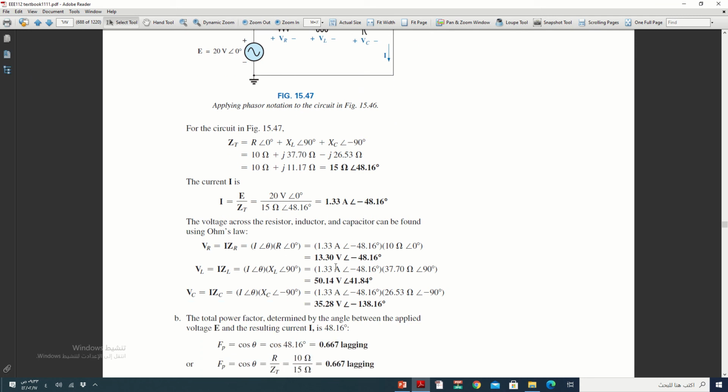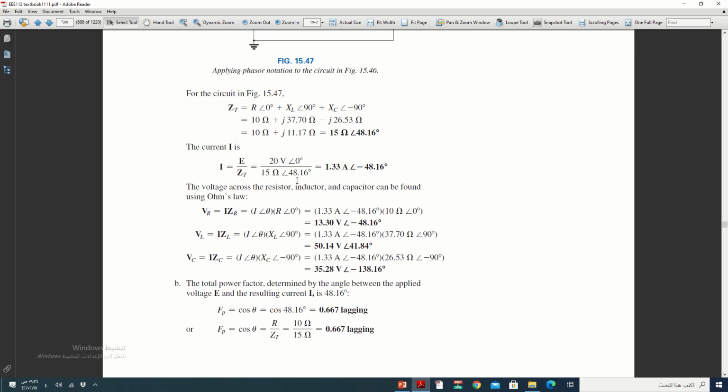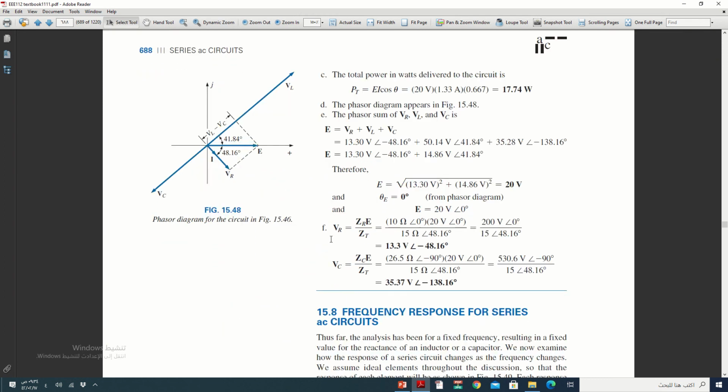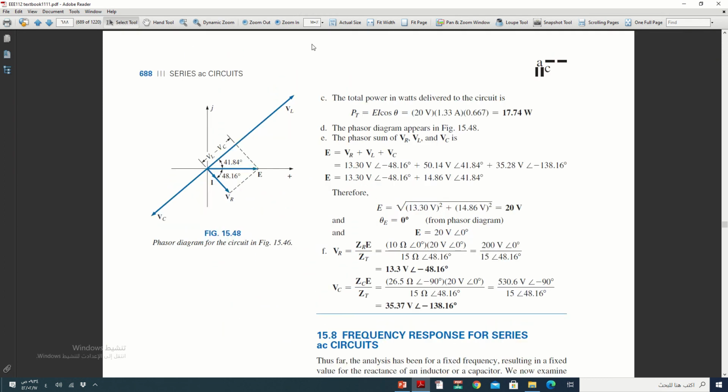It is easy to find the voltage and current and power factor, and draw the phasor diagram, impedance diagram, and draw the waveform in the series circuit. This will conclude our chapter, which is about series circuits. Next chapter, which is 16, will talk about parallel circuits.